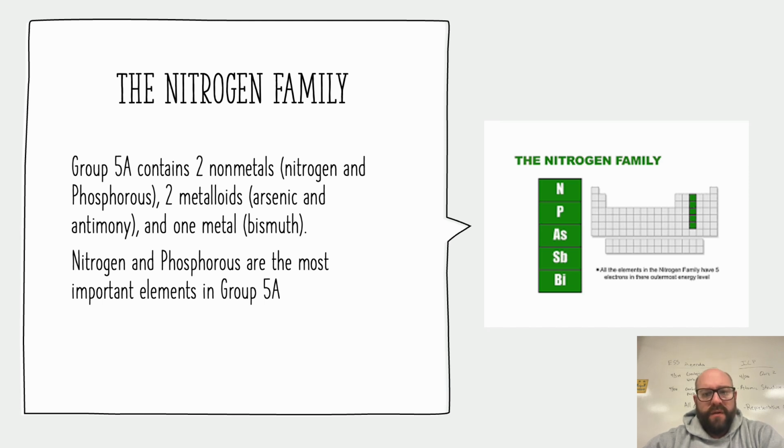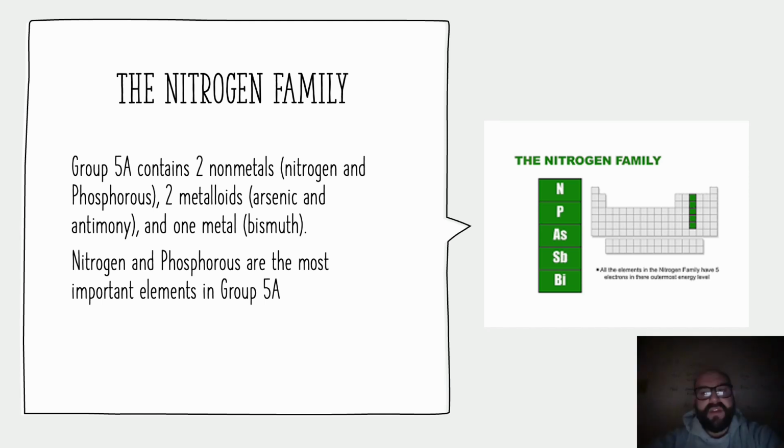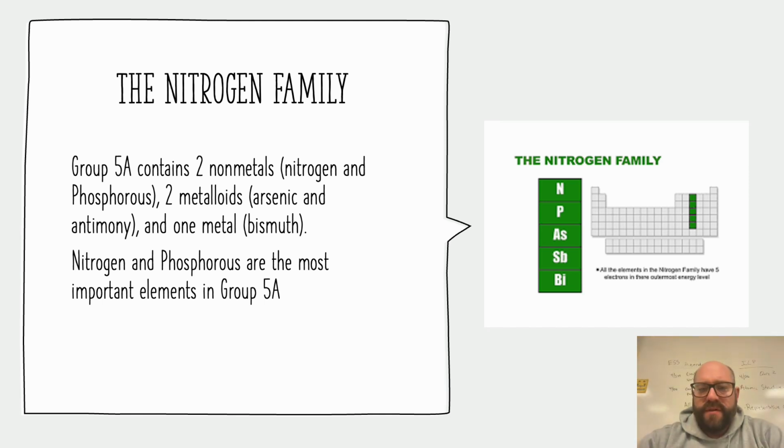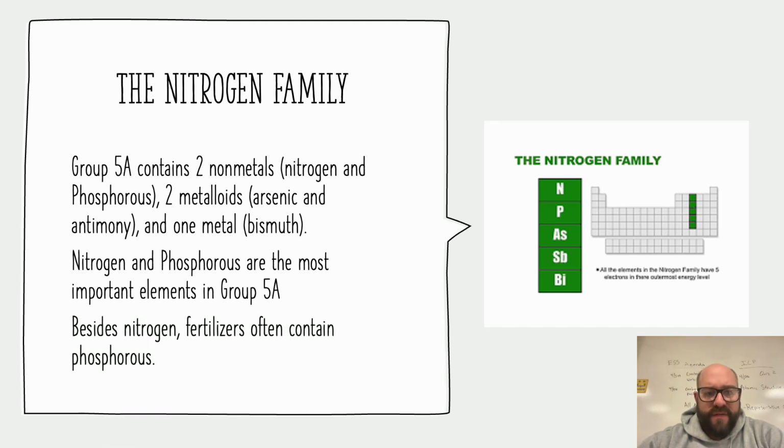When air is cooled, the oxygen condenses before the nitrogen because nitrogen has a lower boiling point than oxygen. Much of the nitrogen obtained from the air is used to produce fertilizers. Besides nitrogen, fertilizers often contain phosphorus. Your body uses compounds containing nitrogen and phosphorus to control reactions and release energy from food.